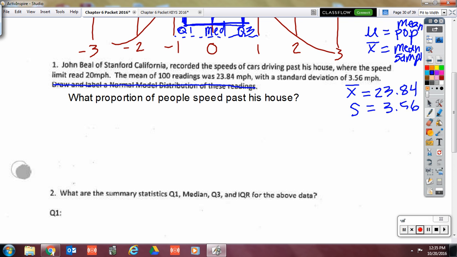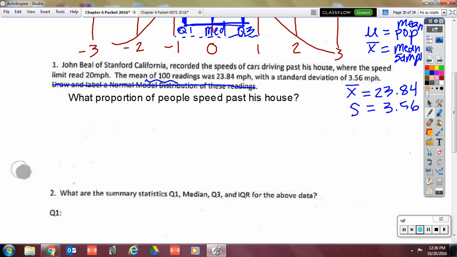And since we said we had 100 readings, that to me said it's a sample, so that's why I used X bar. And likewise on the standard deviation, I used S instead of the sigma. The little sigma thing would be for the population. I technically don't care at this point, but at some point I do, so I'm just trying to get in the habit.